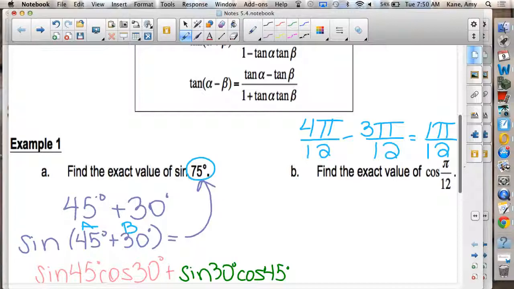Natalie, 4 pi over 12 is really pi over 3. And 3 pi over 12 is pi over 4. So those are two angles on the unit circle. And as a common denominator, they would subtract to give us 1 pi over 12. So the 4 minus 3 gives us the 1. So see if you can apply those to the difference formula for cosine, and see if we can get an exact value for the cosine of pi over 12.